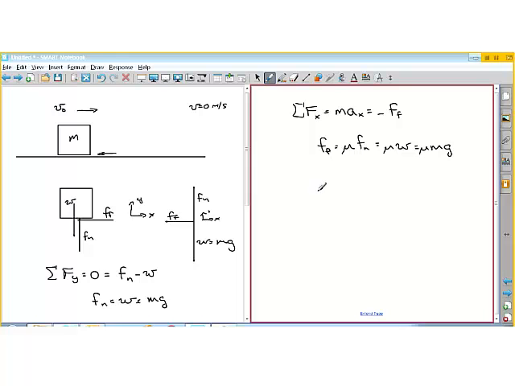So now we can plug that into the sum of forces in the x direction. We get the mass times acceleration in the x direction is equal to negative mu mg. And to be able to solve how far it slides and how long it slides, we need to know the acceleration. That's what we use Newton's second law for. So we want to solve for the acceleration, which is going to be in the negative x direction. So it'll be negative mu mg divided by m. The m's cancel out, and you get negative mu times g.